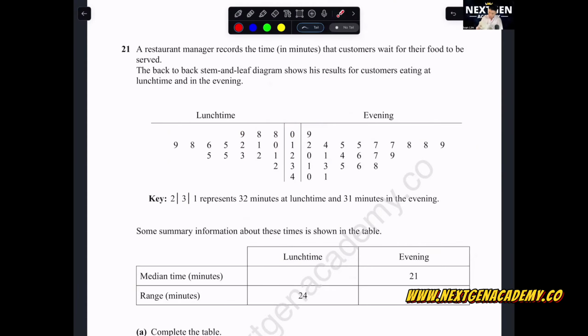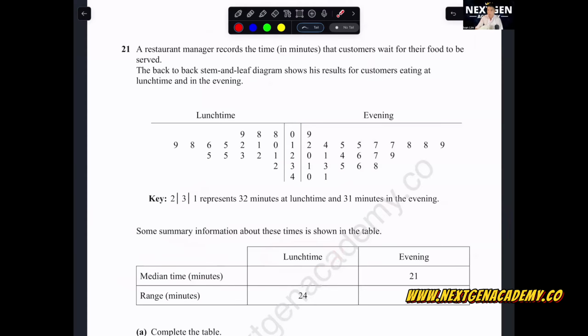You read here, the key is 2|31, which represents 32 minutes at lunchtime. This is how we read it: 32 minutes, then 31 minutes in the evening. Some summary information about this time is shown in the table. What is the median time for lunchtime?